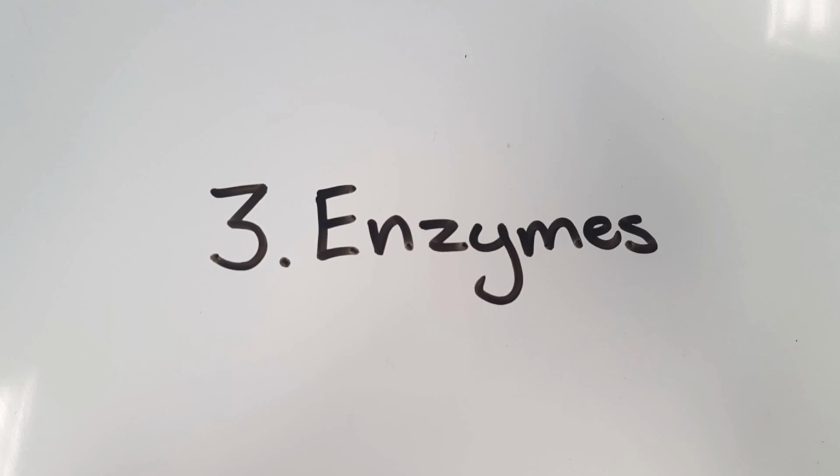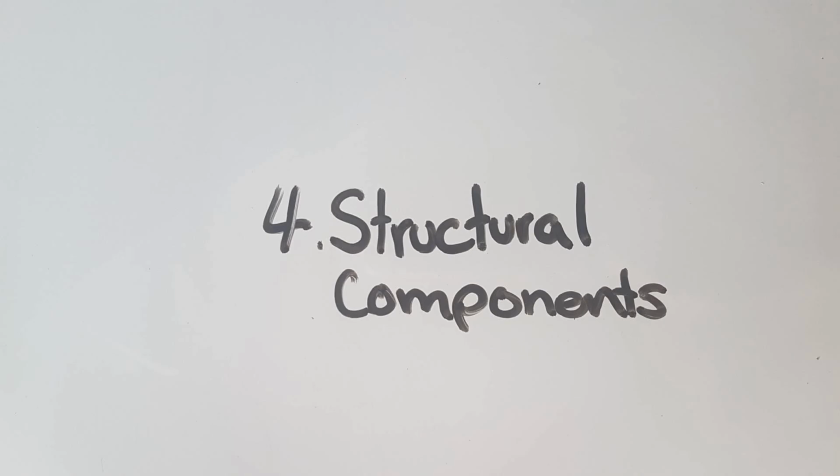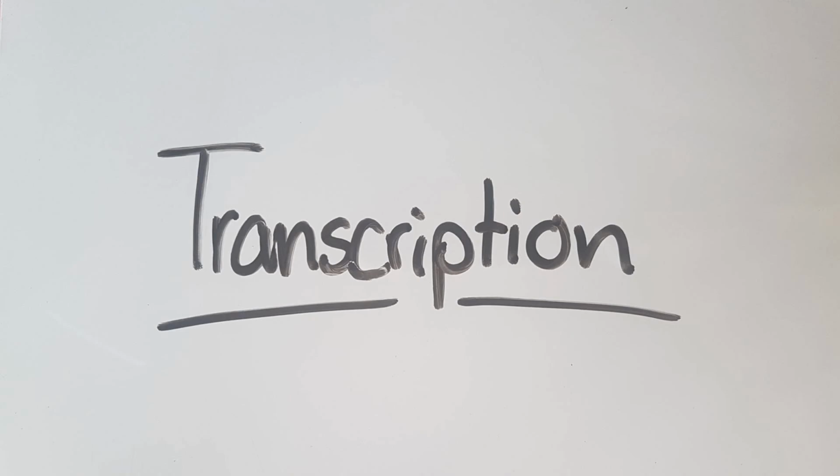Number 3. Enzymes. Enzymes carry out the thousands of chemical reactions that take place in the cells. By reading the genetic information stored in DNA, enzymes also assist with the formation of new molecules. Number 4. Structural components. Structural component proteins provide support and structure for cells, and looking on a larger scale, structural component proteins also allow the body to move.